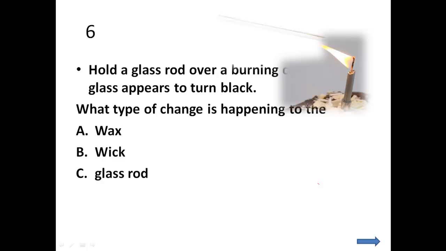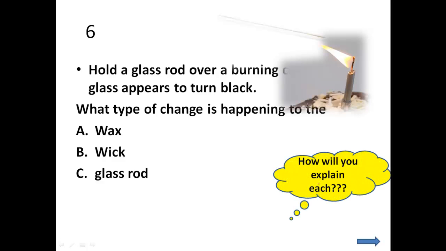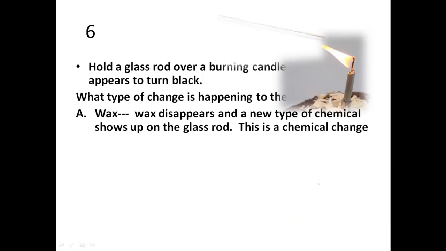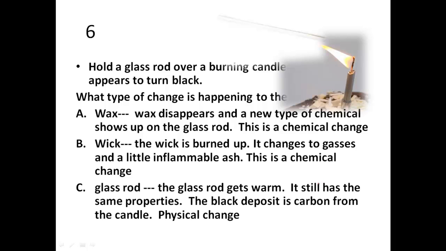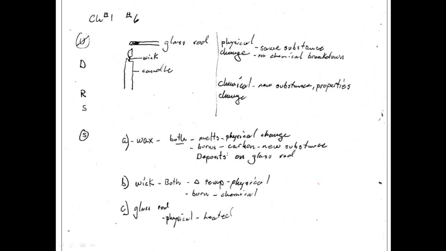Question 6 is also looking at the idea of physical and chemical changes. So you want to analyze what's going on as this glass rod is held in the flame, and what is happening to the wax and what is happening to the wick of the candle. Make sure you explain each. So you need an explanation for each of those objects. Maybe your paper will look something like this.